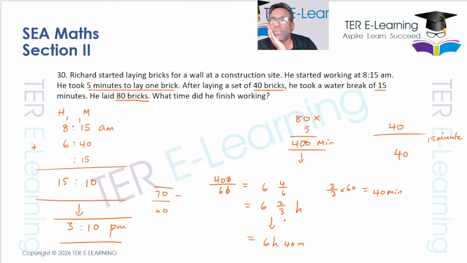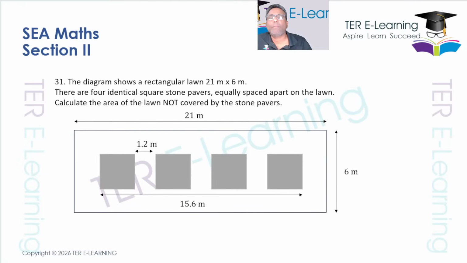Right? So I'm moving on again. So the diagram shows a rectangular lawn, 21 meters by 6 meters. There are 4 identical square stone pavers equally spaced apart on the lawn. Calculate the area of the lawn not covered by the stone pavers. All right. Now, I have this question in section 2 here, but it could appear in the third section of the exam, right? So we have these stone pavers here, and they're equally spaced. They have the same size. So we want to figure out the area not covered by the stone pavers.